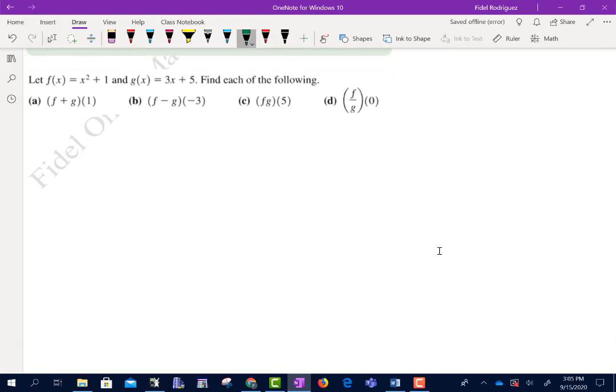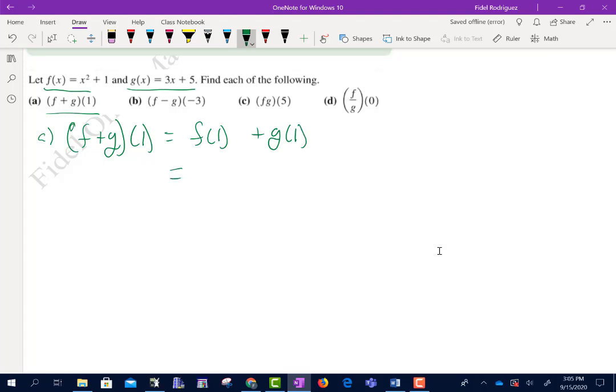All right, so we have two functions. Here's my f of x function, here's my g of x function. And we want to find part A. It says f plus g of 1. In order to do this, we're going to find f of 1, find g of 1, and add them together.